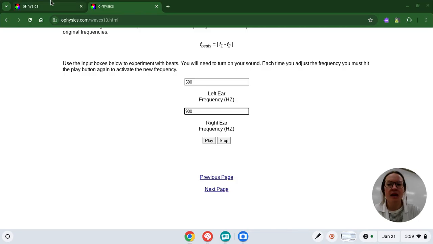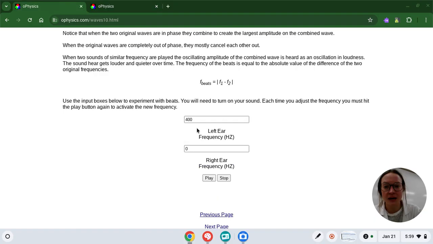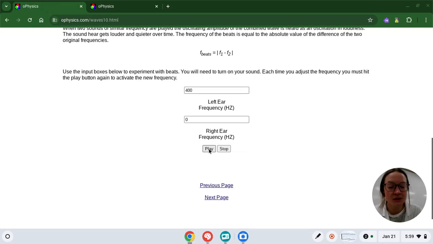So here's what I'm going to do, is I'm going to play them at the same time. What you should hear when I play 500 and 900 hertz at the same time is you should hear a lower frequency that's at 400 hertz. To show you what this is going to sound like, I'm going to simulate for you, this is what 400 hertz sounds like.